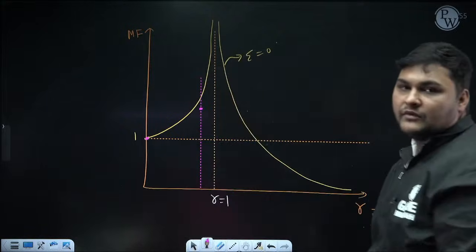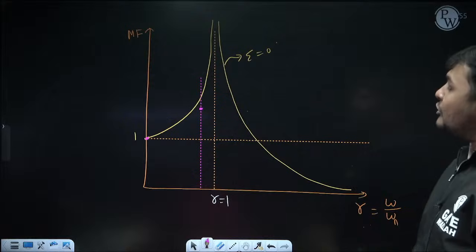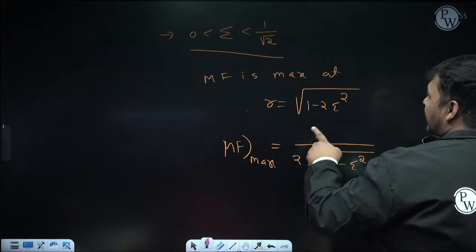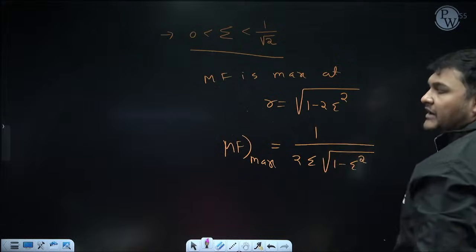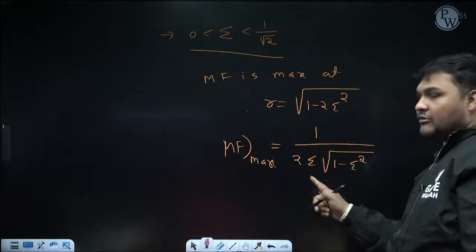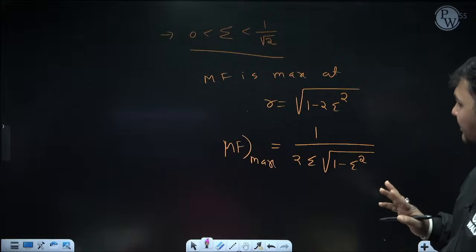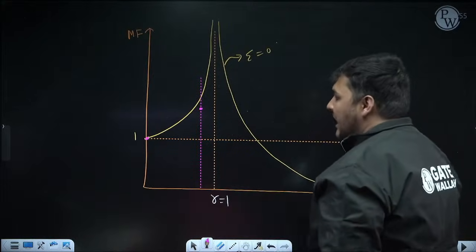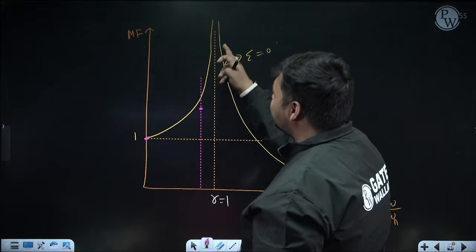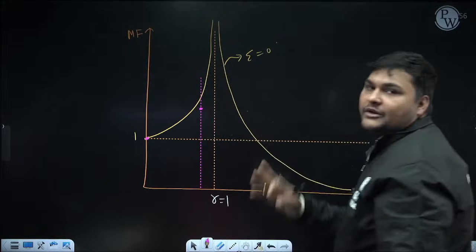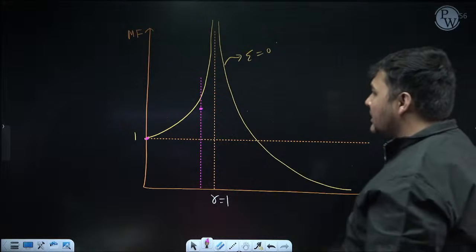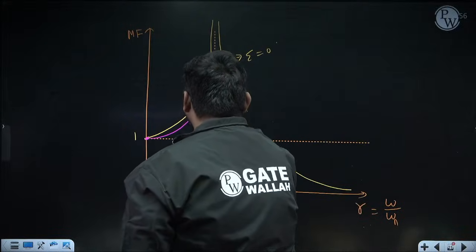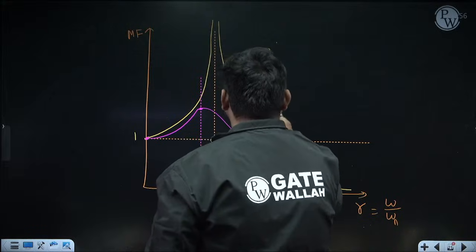Now if you want to do the exact calculation of at which R MF is maximum, put zeta equal to 0.1 here. But whatever it will come, the value of R at which MF is maximum will be less than 1, and the value of MF maximum will be less than infinite but greater than 1. Now how will we draw the graph? From this point to this point MF will increase. After that MF decreases.